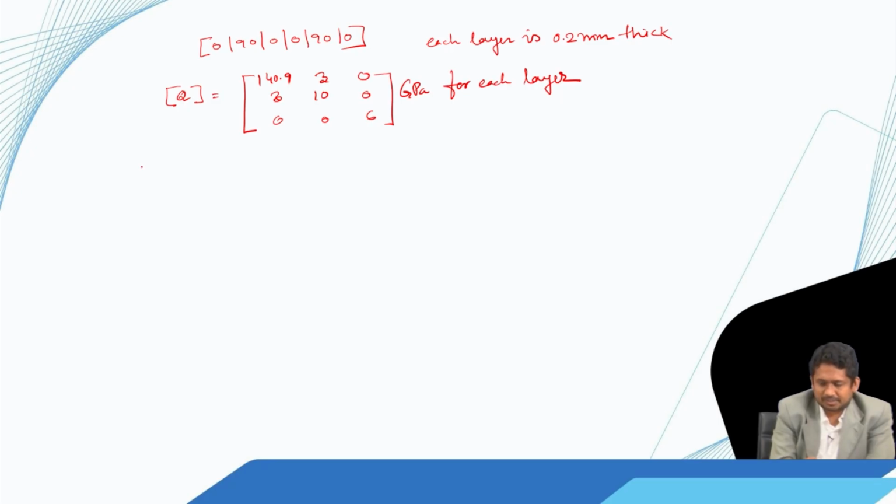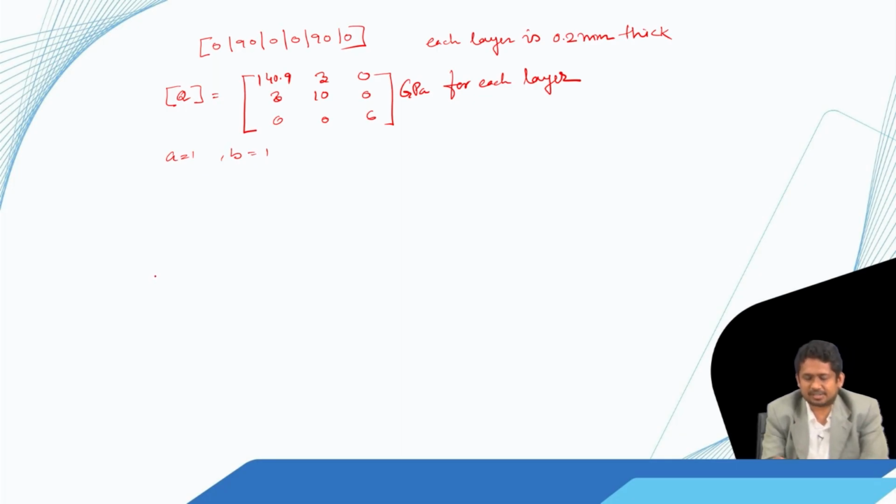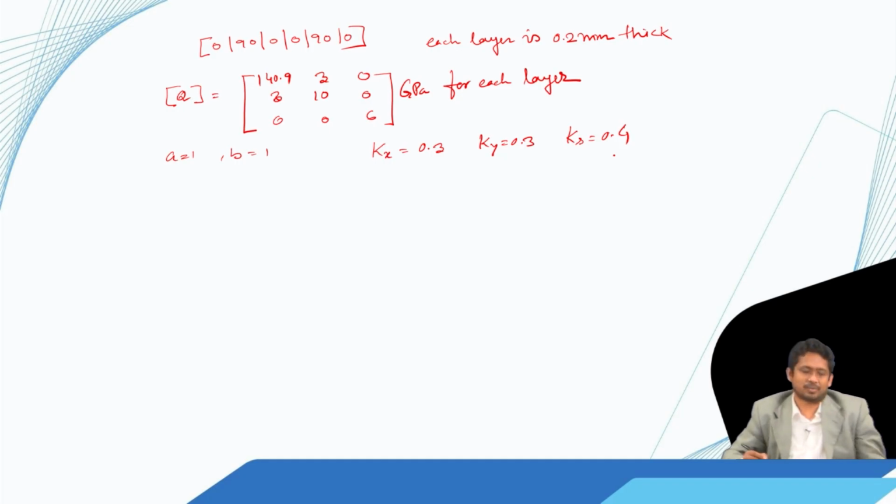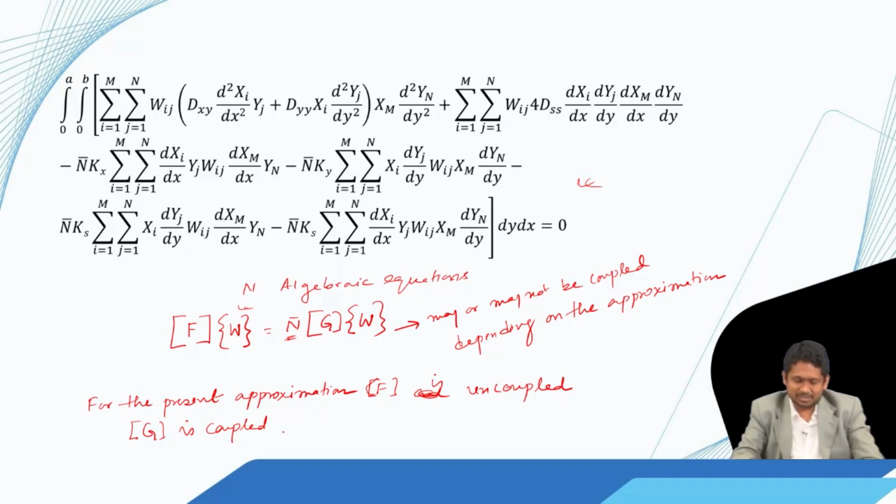And then we have, say, A equal to 1 and B equal to 1, and another information that I need is Kx is equal to 0.3, Ky equal to 0.3, Ks equal to 0.4. So, it has the presence of Kx, Ky and Ks, and depending on that your G can be coupled or may not be coupled.